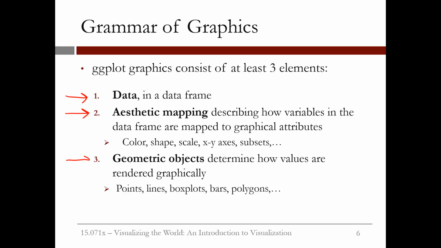The third element is which geometric objects we want to determine how the data values are rendered graphically. This is where we indicate if the plot should have points, lines, bars, boxes, etc. In the next video, we'll load the WHO data into R and create some data visualizations using ggplot.